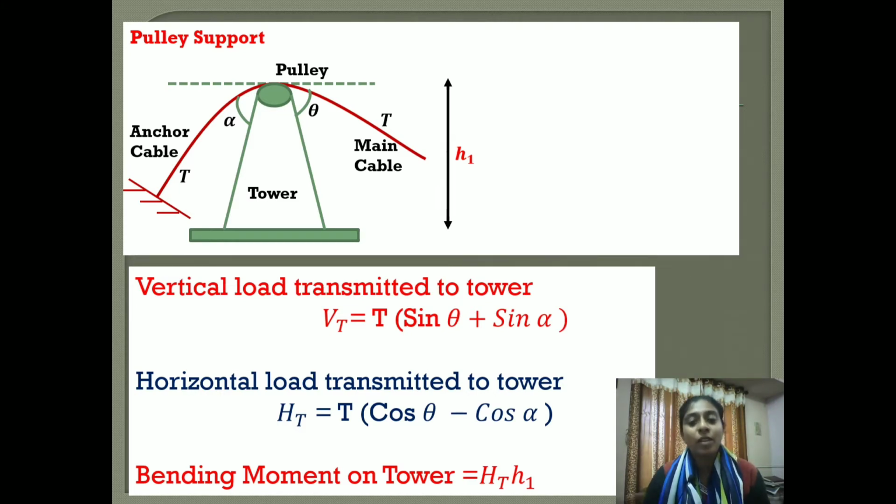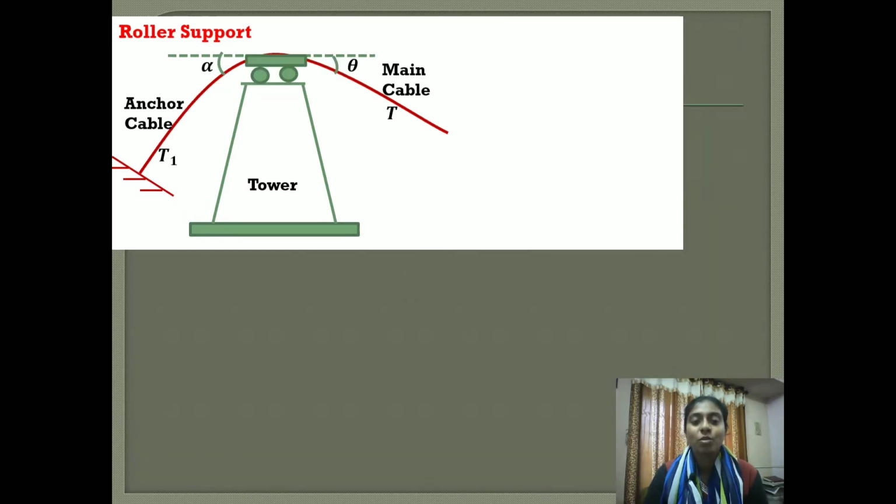So pulley support, that's all that is needed for us. Now we will go for the next support, that is saddle resting on the tower or roller support. So this is the roller support. You can see here two rollers. So we call it a roller support.